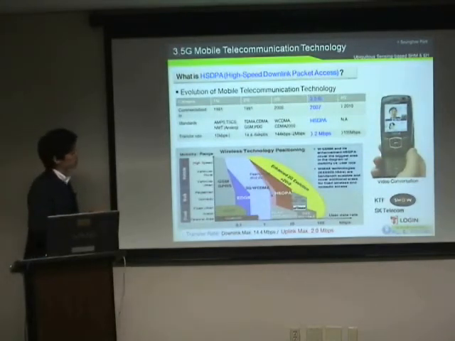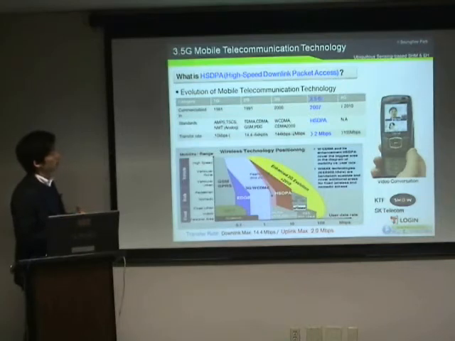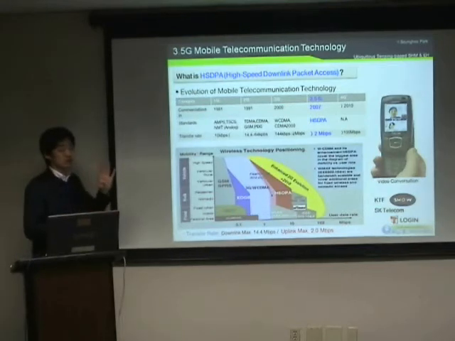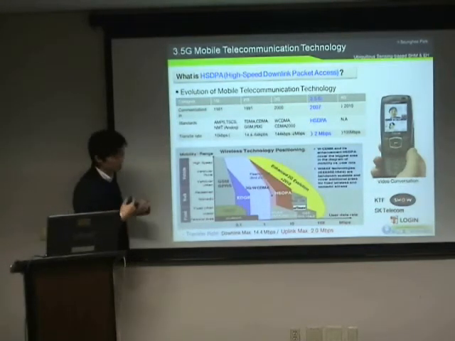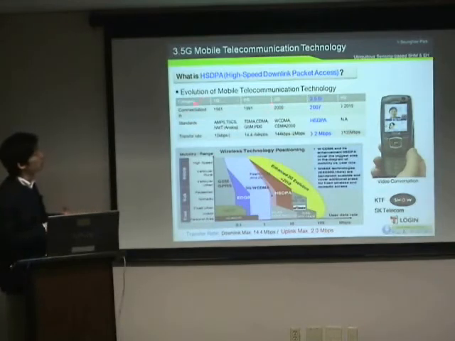Another one is I want to use mobile telecommunication technology for a health monitoring system. Nowadays, many people use smartphones, right? So this is 3.5G generation technology, what we call HSDPA, high-speed downlink packet access. The 4th generation mobile telecommunication technology is already developed, but anyhow, I used 3.5 generation technology.